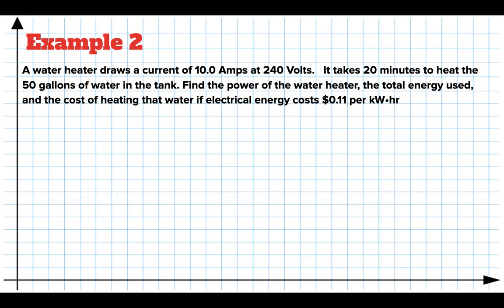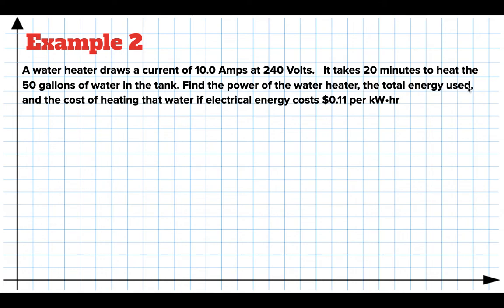So here's my example that kind of puts this all together. I've got a water heater. It's electrical. It draws 10 amps of current at 240 volts. So my water heater is actually on a separate circuit from the rest of my house that has a higher voltage. So 10 amps is the current and 240 volts, that's 240 joules for every coulomb of charge. It takes 20 minutes to heat the 50 gallons of water that are in the tank. And I want to know, what is the power of the water heater?